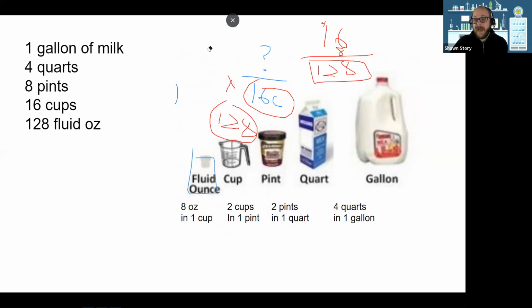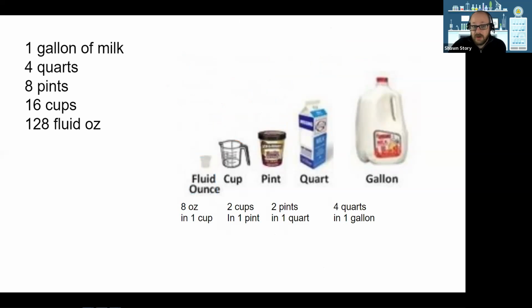So that is the math that you're going to have to be able to do. If you're doing it with paper and pencil or a calculator, it's called cross multiplication, where you take the number on top and multiply it by the number on the bottom, and then you divide by that following number. Cross multiplication.